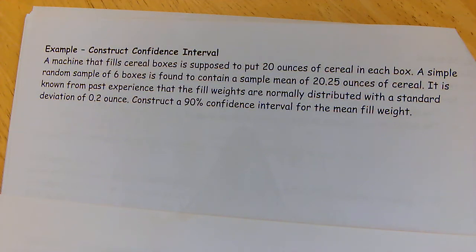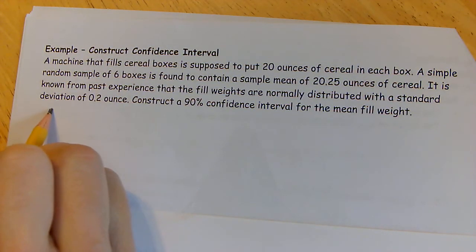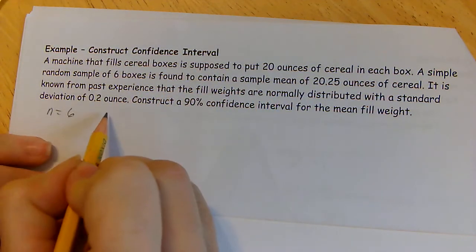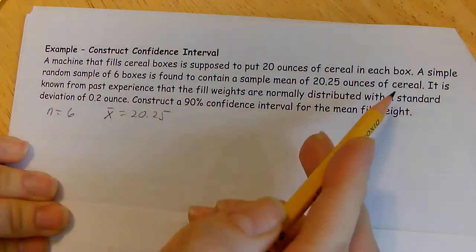So let's do an example. We're going to construct a confidence interval. A machine that fills cereal boxes is supposed to put 20 ounces of cereal in each box. A simple random sample of 6 boxes is found to contain a sample mean of 20.25 ounces of cereal.